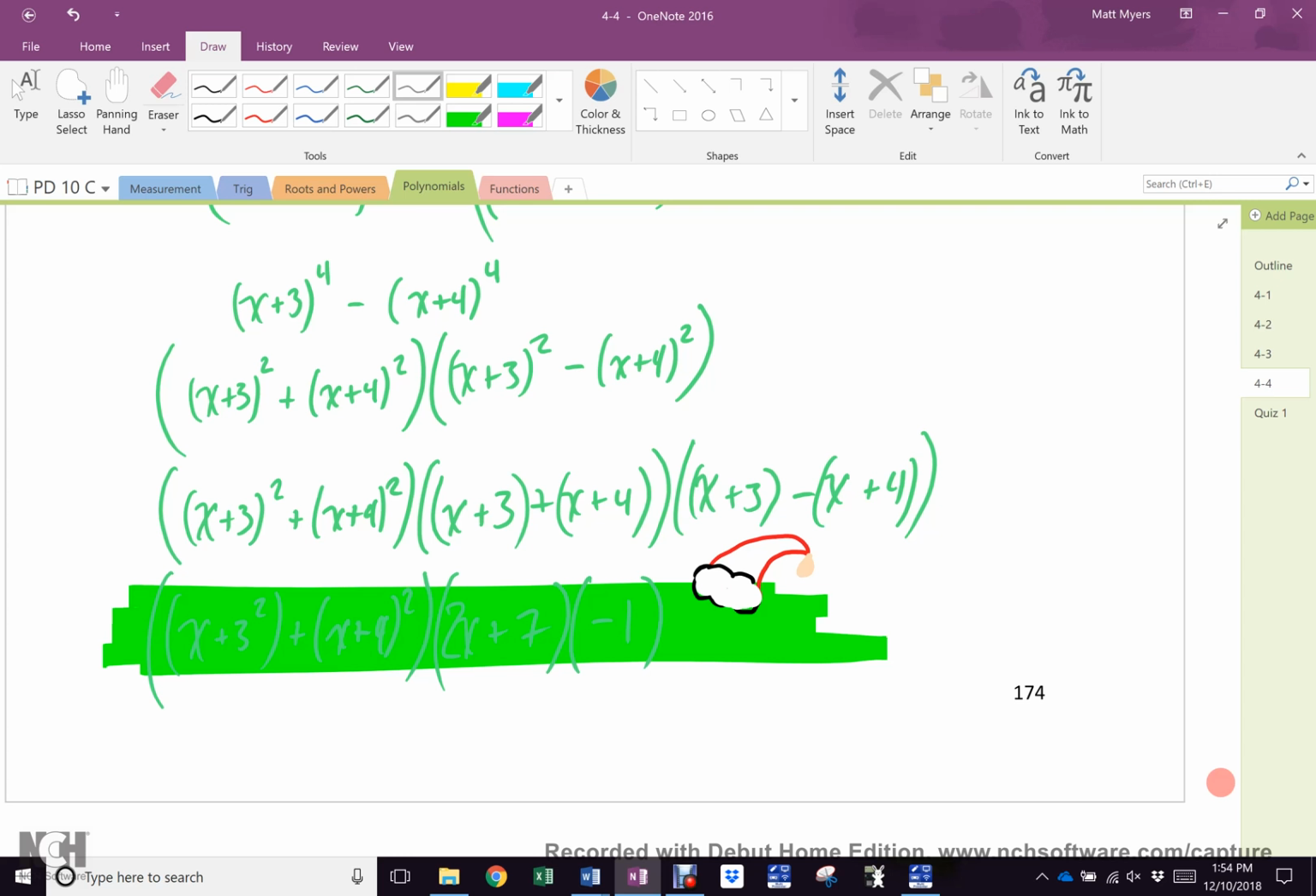Squared minus squared. Square root of that plus square root of that. Square root of that minus square root of that. X plus x, 2x. 3 plus 4, 7. X minus x, 0. 3 minus 4, negative 1.